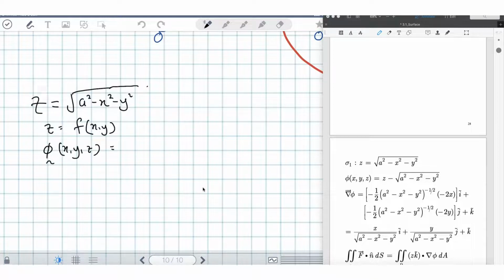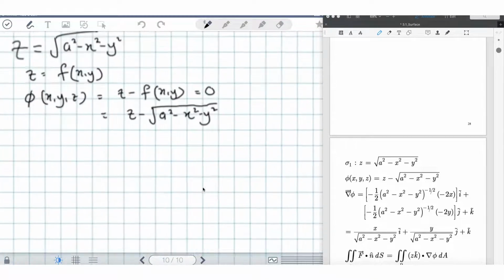So the phi is, sorry, it is not a vector. It is just an equation, a scalar equation, a scalar function. So z minus f(x, y) equals 0. So we have z minus the square root of a squared minus x squared minus y squared.